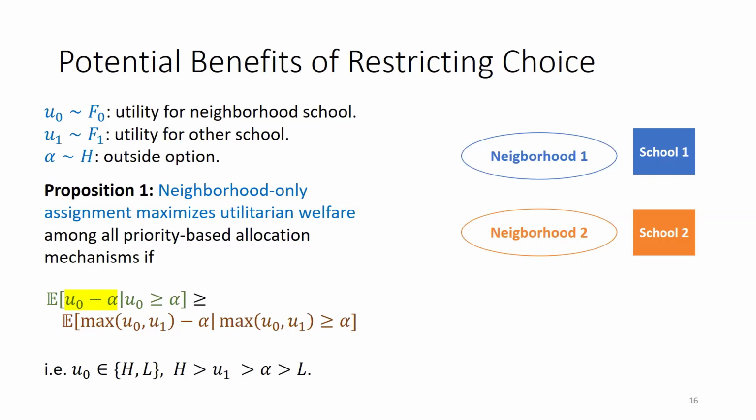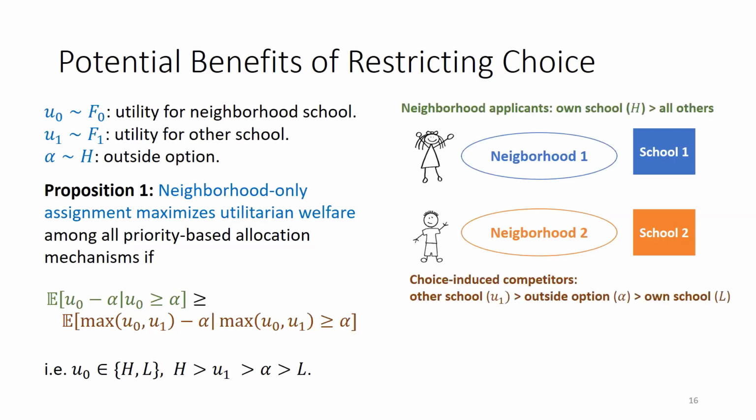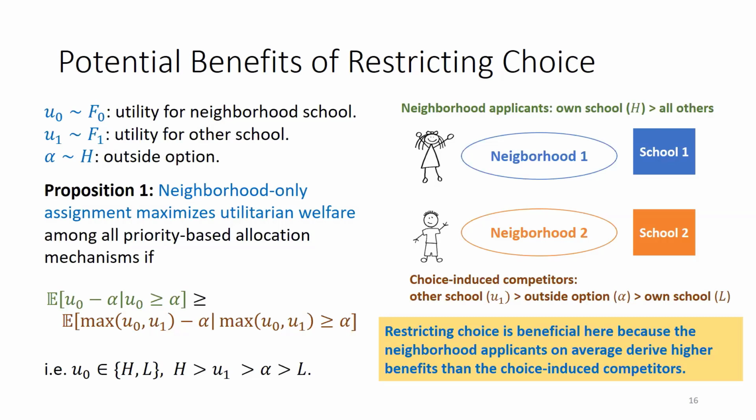U0 minus alpha is always less than or equal to the maximum of U0 and U1 minus alpha. This conditioning makes it so that the left-hand side may indeed be larger. For example, if people's preferences for their neighborhood school are either high or low, and the preferences for the other school, U1, is between H and alpha. In this case, the neighborhood applicants, which are those who have a high preference for their own school, will receive a higher benefit from being assigned than these choice-induced competitors, which are people who have a low benefit for their neighborhood school, but if you open up enrollment, they will apply to the other school. In this example, restricting choice is beneficial because the neighborhood applicants on average derive higher benefits than the choice-induced competitors.